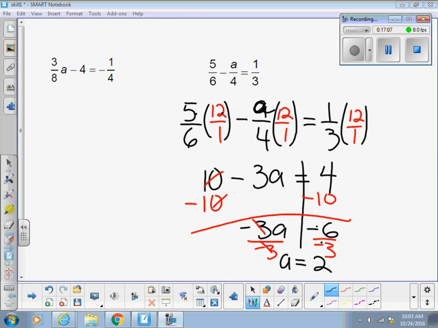So again, that's the best way to deal with those fractions, is to get rid of them by multiplying the whole thing by the LCD.